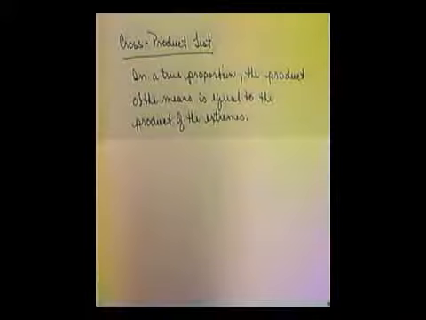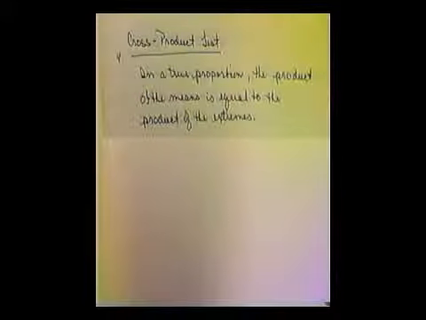Now remember, I told you there were two ways to check a proportion to see if it was true or not. One way was to reduce the fractions. The second way is to use the cross product test. The cross product test says that in a true proportion, the product of the means is equal to the product of the extremes. This is starred. This is something we need to have in our notes. Remember, product means multiply.